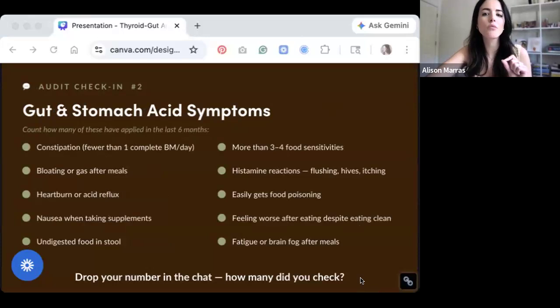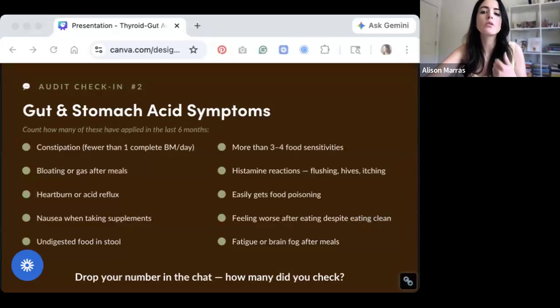These are specifically related more to gut and stomach acid symptoms. So again, how many of you experienced at least in the last 6 months? Starting with constipation, which would mean fewer than 1 complete bowel movement per day. And even if you are having 1 bowel movement per day, if they look like little rabbit poop, like little pellets, or it's very hard to pass, or it feels like you could have eliminated more, but it didn't come out, you're constipated. Okay. So I just always want to make that distinction.